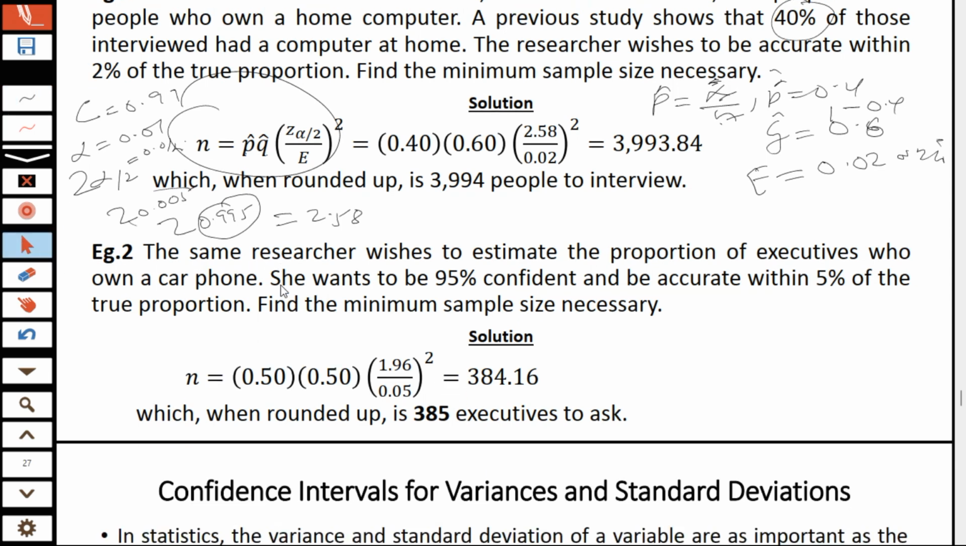the same researcher wishes to estimate the proportion of the executives who own a car phone. He wants to be 95% confident and be accurate within 5% of the true proportion. Find the minimum sample size. This question is a little bit tricky, but it's very simple. You could see that no sample population proportion was given to us.